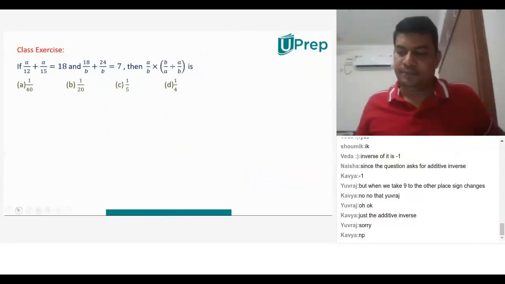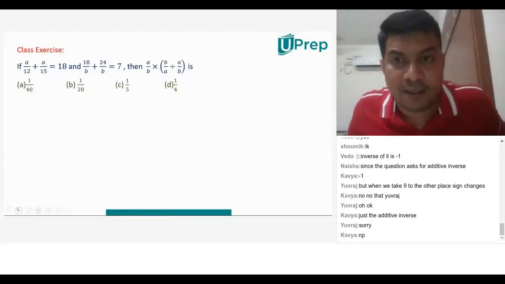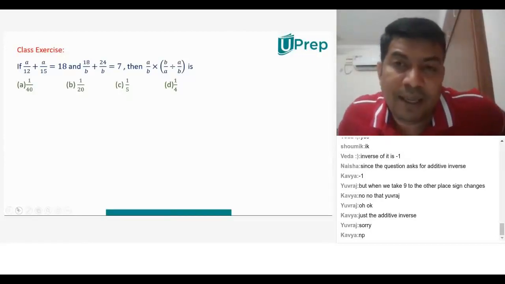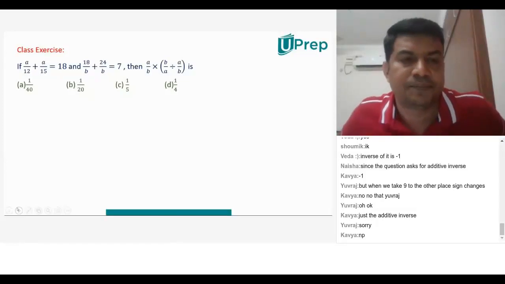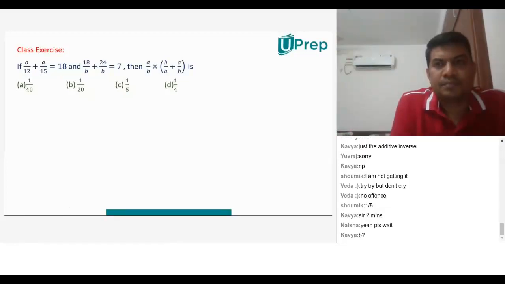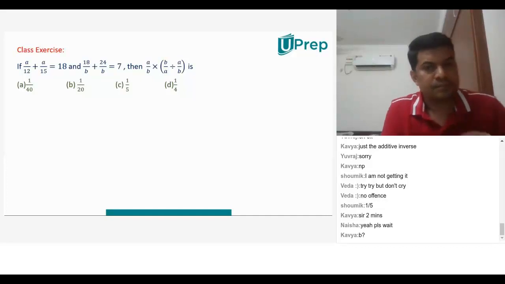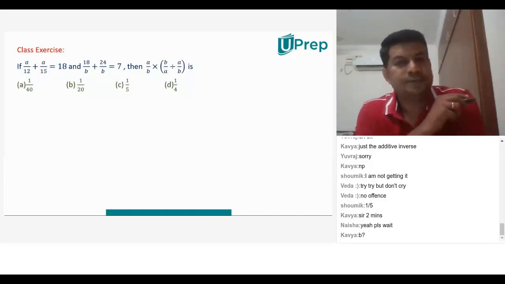Solve this. Looks difficult, but it's not. It looks confusing. Examiners try to confuse you by giving some numbers like that, but they are easy. Just concentrate. You'll get the answer. Good.